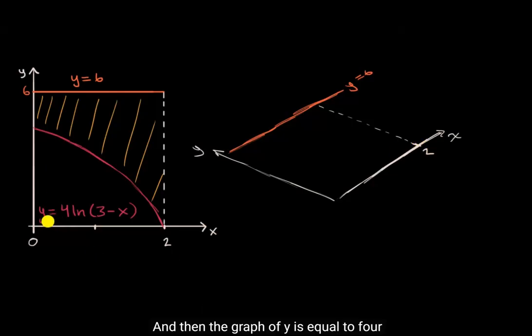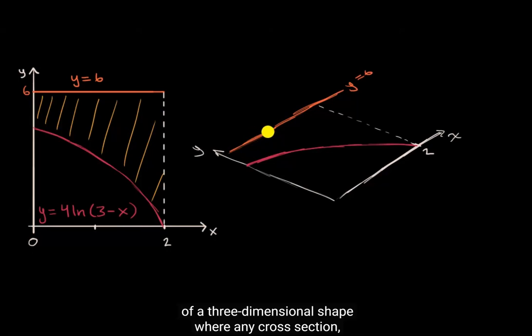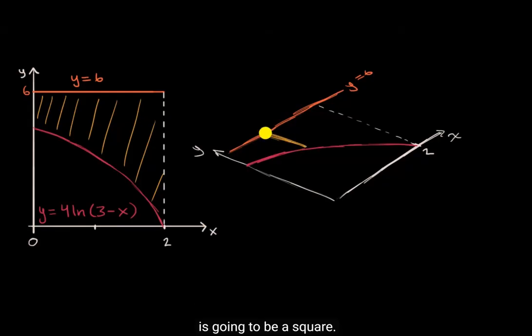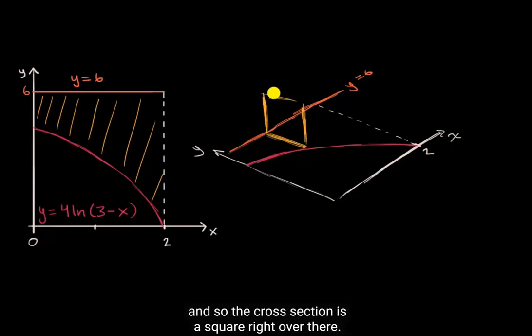And then the graph of y is equal to 4 times the natural log of 3 minus x would look something like this. And so this region is the base of a 3-dimensional shape where any cross-section, if I were to take a cross-section right over here, is going to be a square. So whatever this length is, we also go that much high. And so the cross-section is a square right over there.